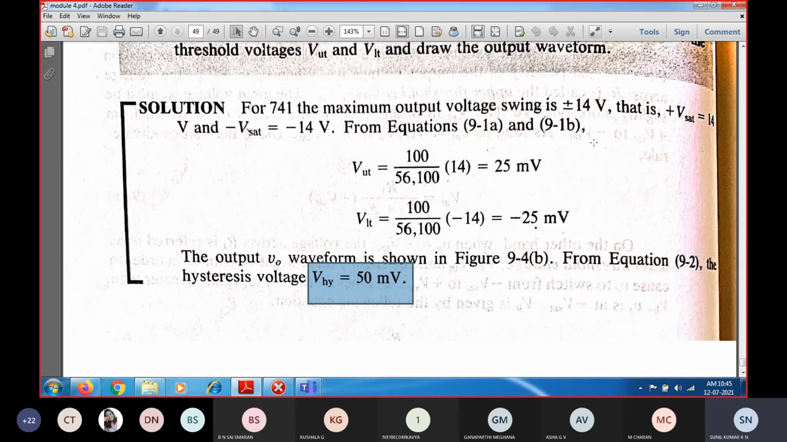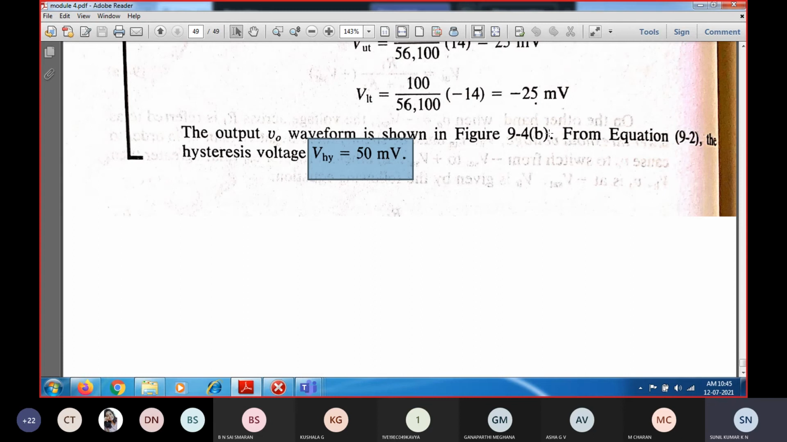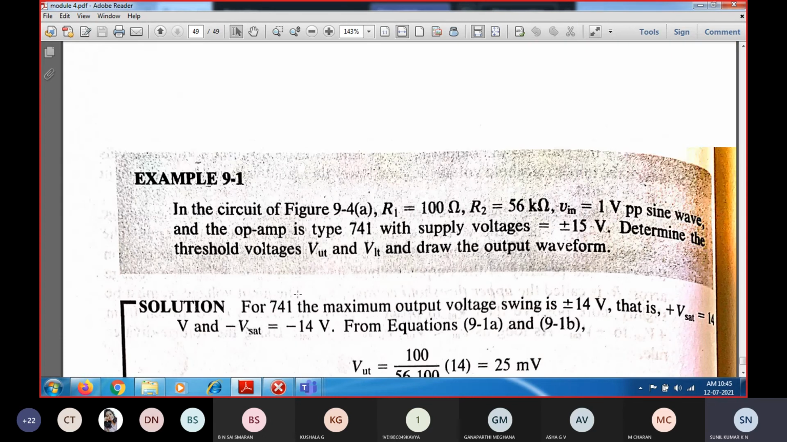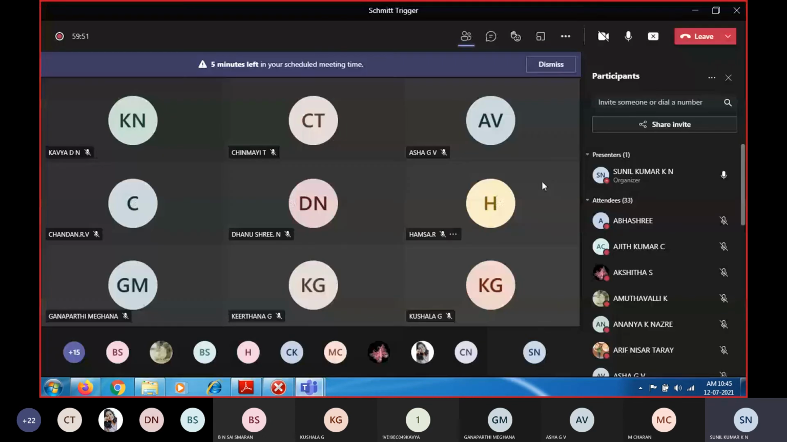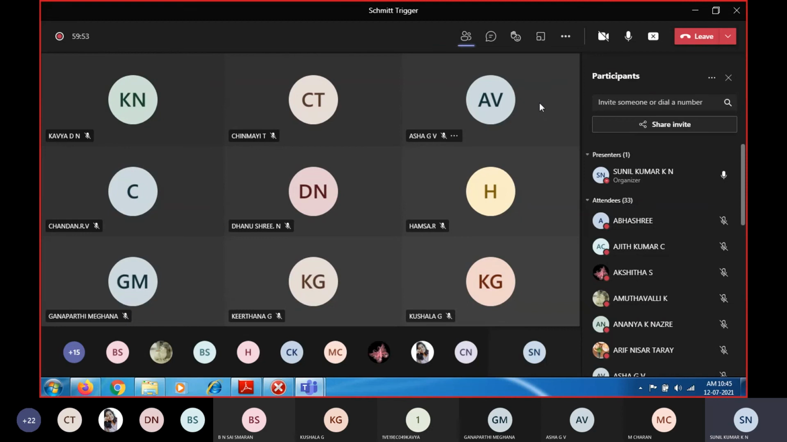In the next class, I will finish off the fourth module. Only one topic, the instrumentation amplifier, is pending, which I will do in the next class. If I complete that, the fourth module will get completed. Is it clear? So this is about the module.